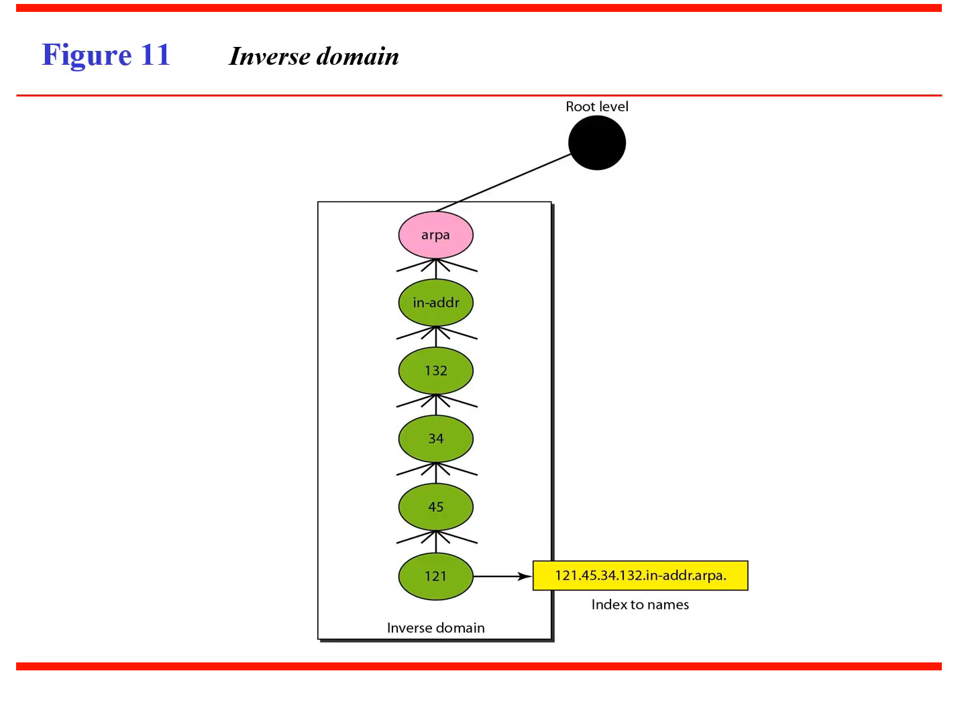As I spoke in the previous slide, this is a diagrammatic representation of the inverse domain. There is a root level. Under root we have ARPA. Under ARPA we have IN-ADDR. Under that we can write the IP address. The IP address is 132.34.45.121. In the inverse domain, we have to read it from the bottom up. So the inverse domain address will be 121.45.34.132.in-addr.arpa, and it will end with a dot. This is how we read it in the inverse domain.